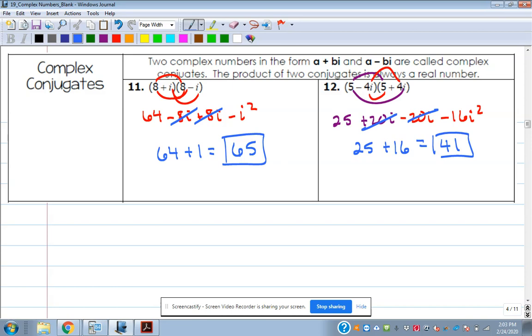Not a hard thing, just an extension. It's a special product is all it is. It's like a difference of squares is a special way of factoring. This is just a special way of multiplying those. Okay, nothing too bad about that.